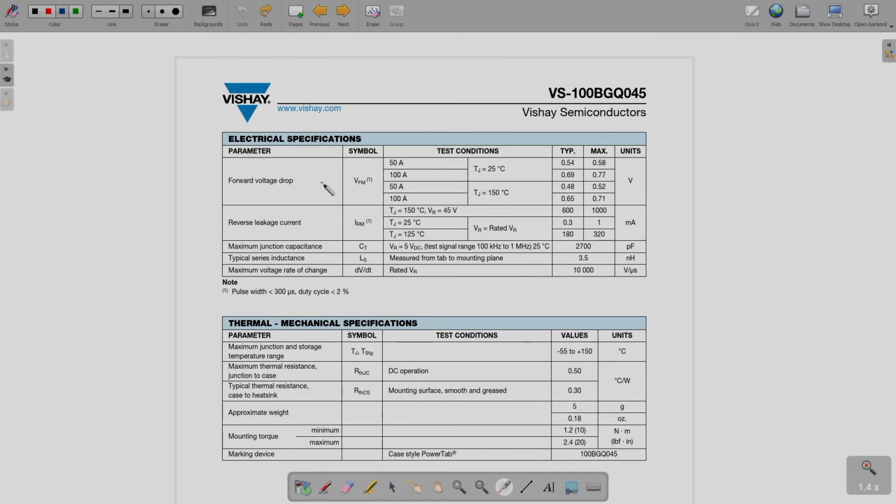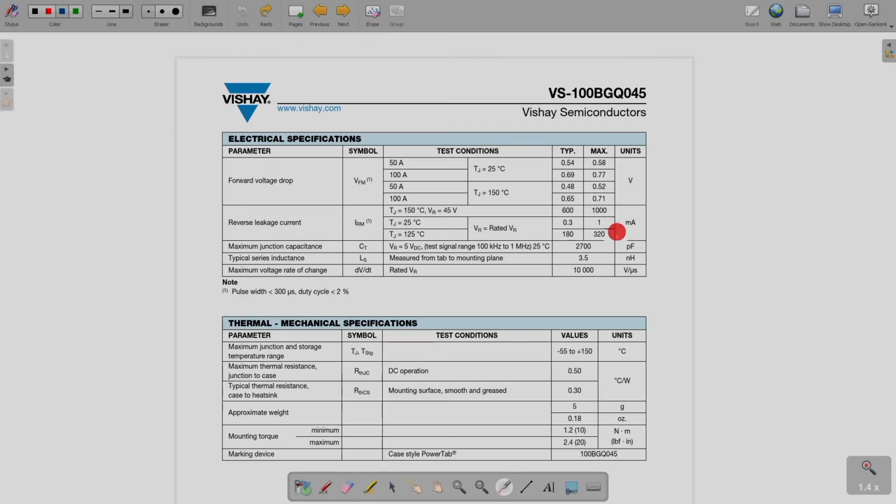Then next you see this maximum forward voltage drop VFM, that is provided for two different junction temperatures and different values of current, and you can observe that this is much lesser than what was the range for your rectifier diode. Then reverse leakage current, that also is given for different temperatures. And then this junction capacitance, that also we had discussed before, that is mentioned over here, this is 2700 picofarad.